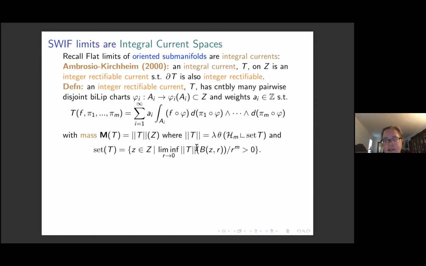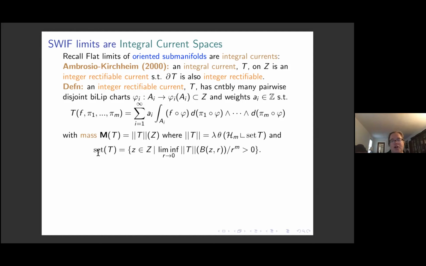It's the points where the measures of balls divided by r^m comes out to be greater than 0 as you take r to 0. This is just ensuring that it's not a cusp tip. Cone tips are included in the set. Cusp tips are not included in the set. The reason we use the set is because Ambrosio-Kirchheim proved that the set is integer rectifiable as a set, which means it's actually covered by these disjoint charts, disjoint bi-Lipschitz charts almost everywhere.